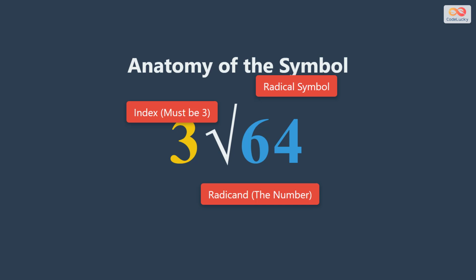Let's look at how we write this. We use the radical symbol, just like a square root, but there is a crucial difference. Notice the small number 3 sitting in the crook of the symbol. This is called the index. It tells us we are looking for a cube root. The number inside, in this case 64, is called the radicand.